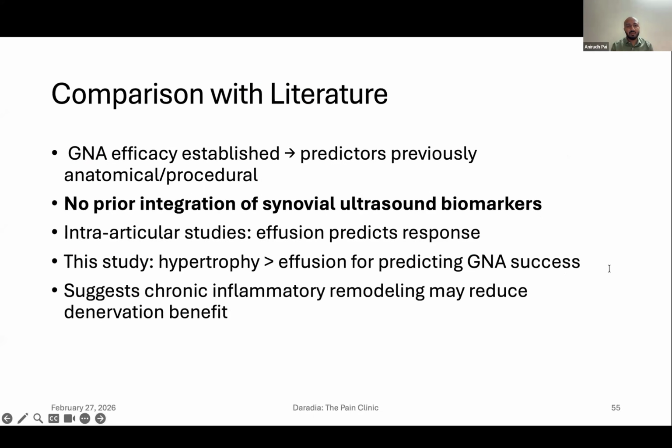effectiveness. Comparison with literature: there were no other studies as such where either effusion or synovial hypertrophy was studied to predict genicular nerve ablation success. From our study, what we have seen is that hypertrophy appears to be more predictive of GNA, but otherwise there were no other studies where this was studied.